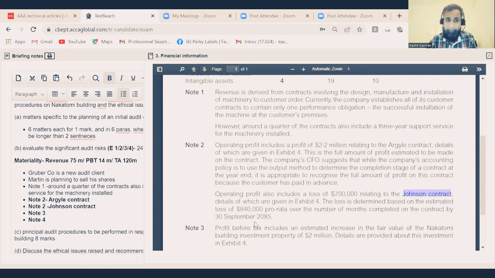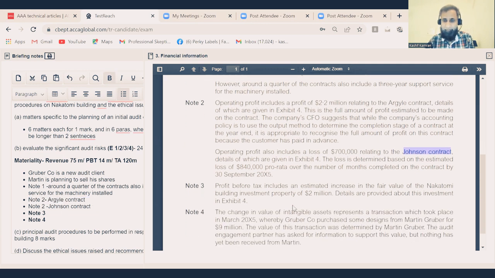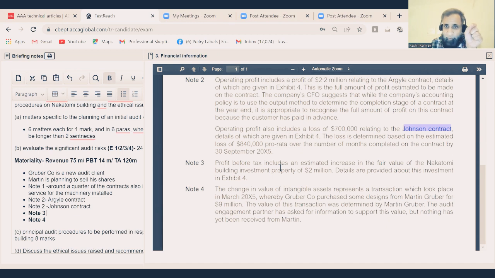So is the Johnson contract a specific risk? So note number 2: Argyle contract and Johnson contract. Is everyone clear? Let's look at note number 3. Profit before tax includes an estimated increase in the fair value of the Nakatomi building, an investment property, of 2 million. Details are provided about this investment in exhibit 4. Are fair value adjustments of the investment property taken in the profit for the year? Yes. They are not taken in other comprehensive income. They are taken in the profit for the year, which is perfectly right.